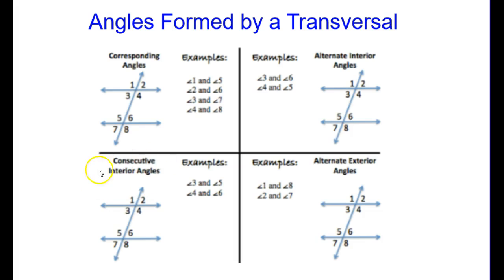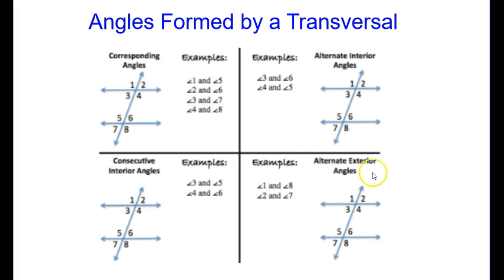Next, we have consecutive interior angles. Another name for these is same side interior. Consecutive or same side means we're going to be on the same side of the transversal, and interior again means we're going to be inside these two horizontal lines. So 3 and 5 would be one pair of consecutive interior angles. 4 and 6 would be another pair of consecutive interior angles.